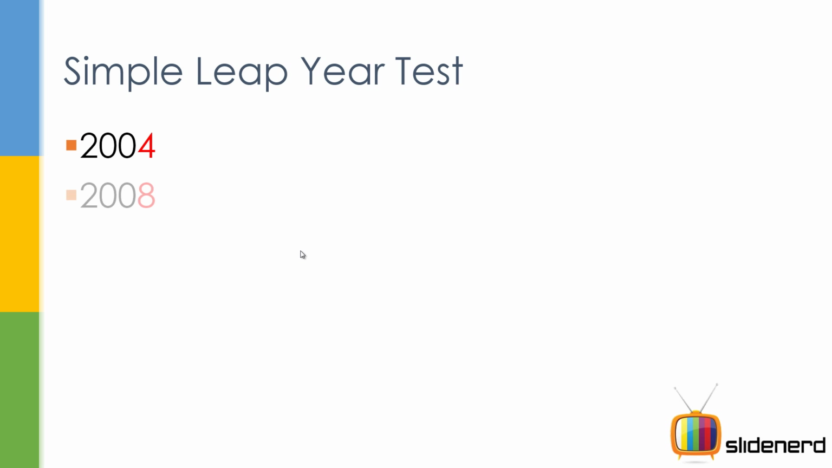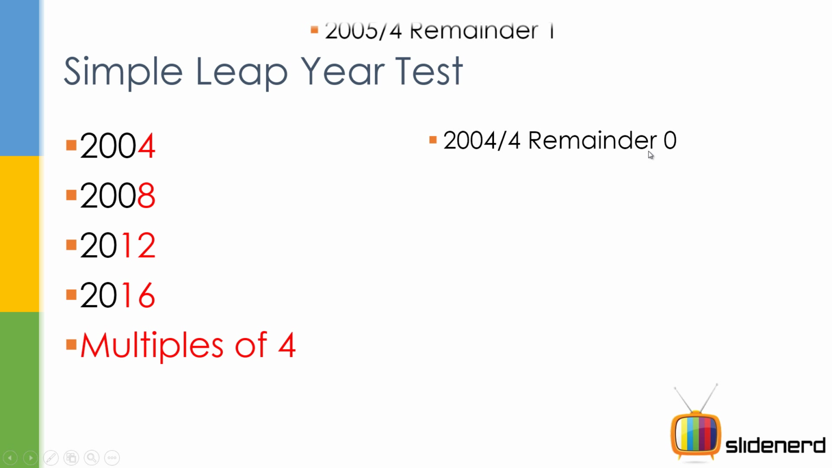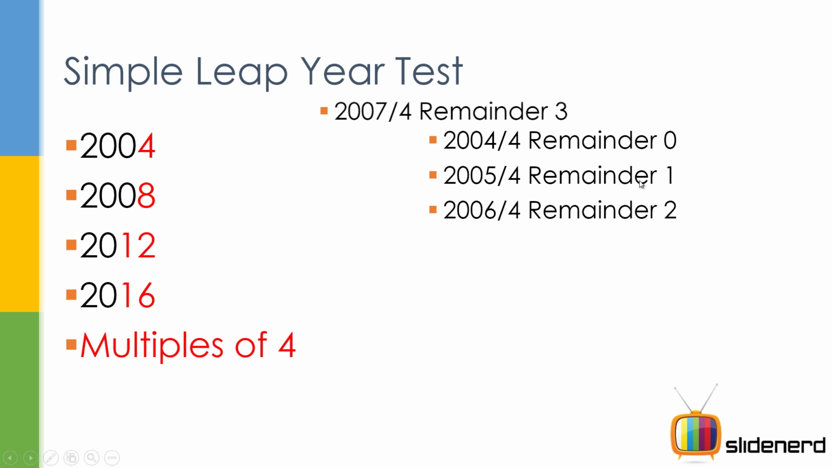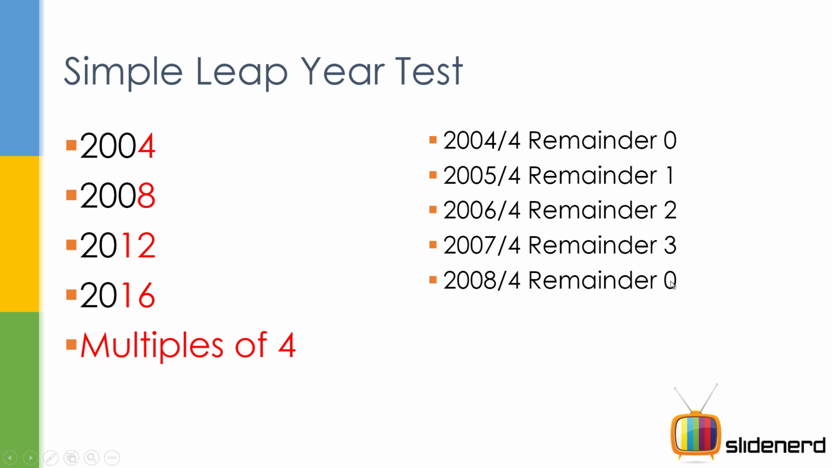If you see these years, 2004, 2008, 12, 16, they all have something in common, the 4, 8, 12, 16. It's multiples of 4, right? So in short, if you divide the number by 4, the remainder is gonna be 0, right? If you have 2005, try dividing that by 4, you get a remainder of 1. 6, the same thing, 7, the same thing. But if you again divide 2008 by 4, the remainder is 0, right?